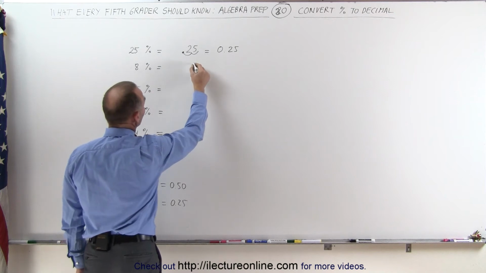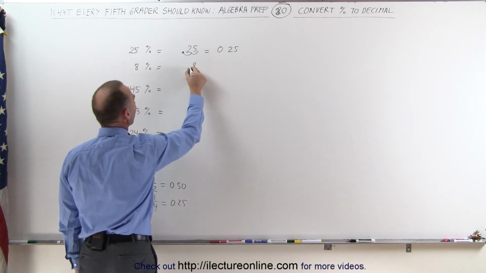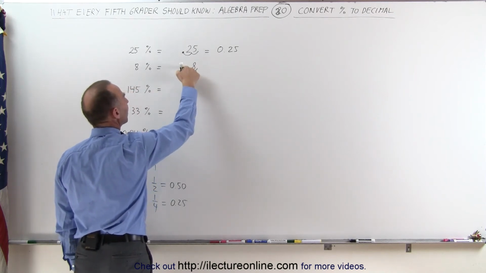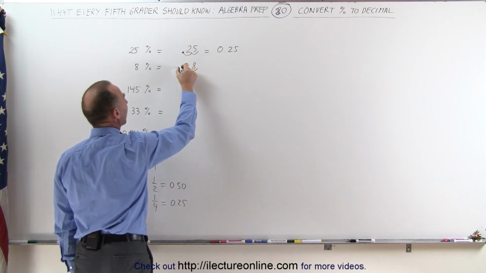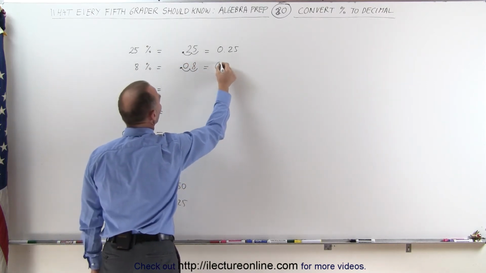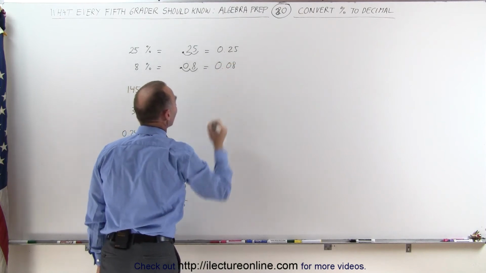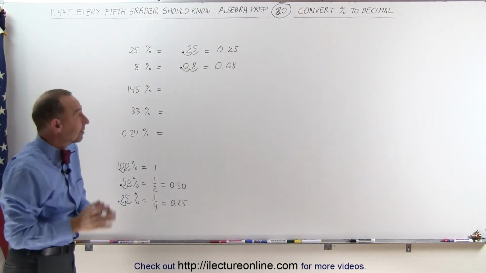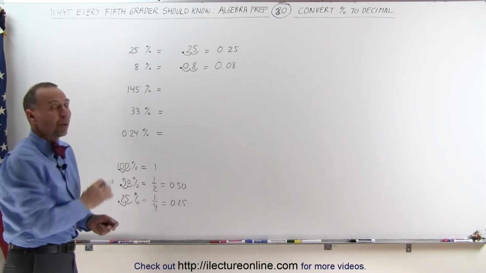8%, same thing. We write the number down. We move the decimal place over 2 spots. Since we don't have anything there, we put a 0 there and a decimal point, and this therefore becomes 0.08, which means that 8% is the exact same thing as 0.08.